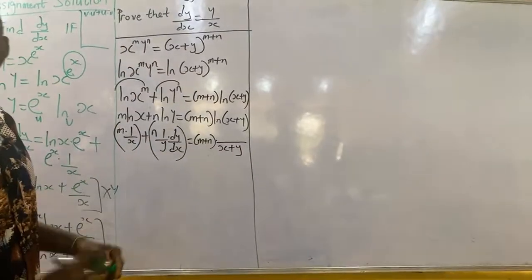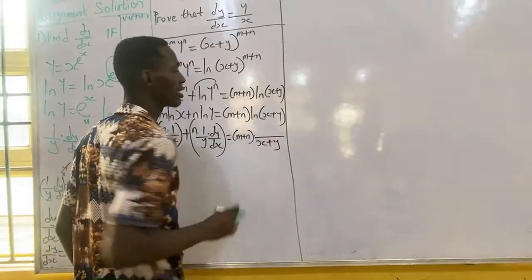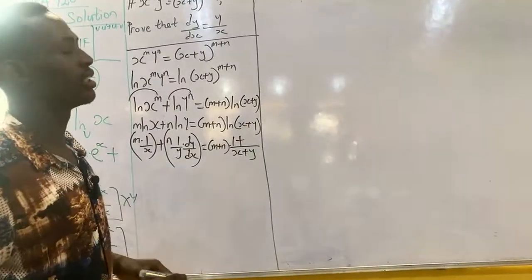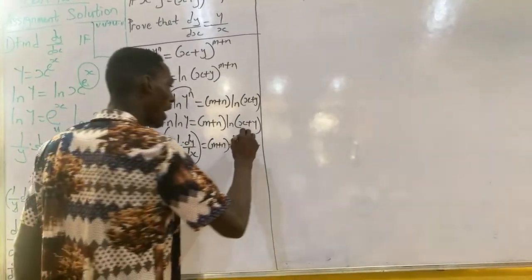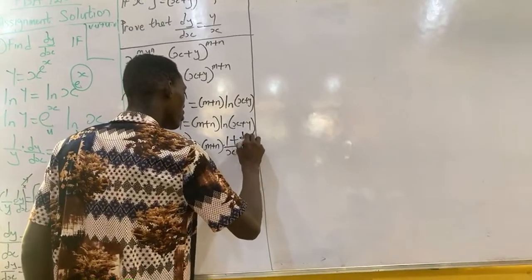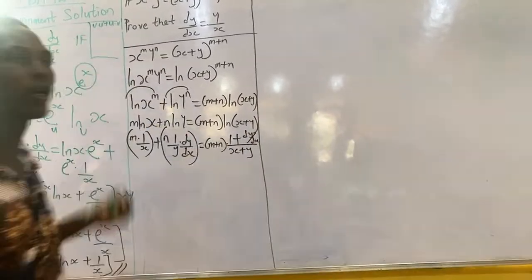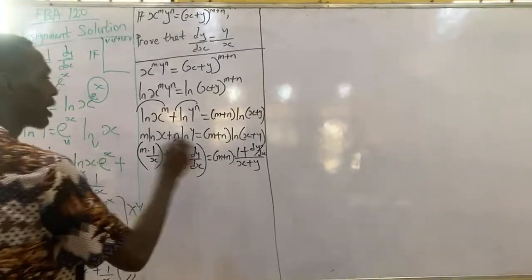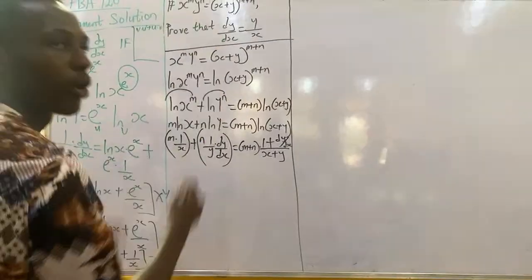Then after you are done with that, we will look for the derivative of x. What's the derivative of x? 1. What's the derivative of y? It's also 1, but we'll be adding what? The y over what? The x. We'll be adding the y over the x. Can you see?